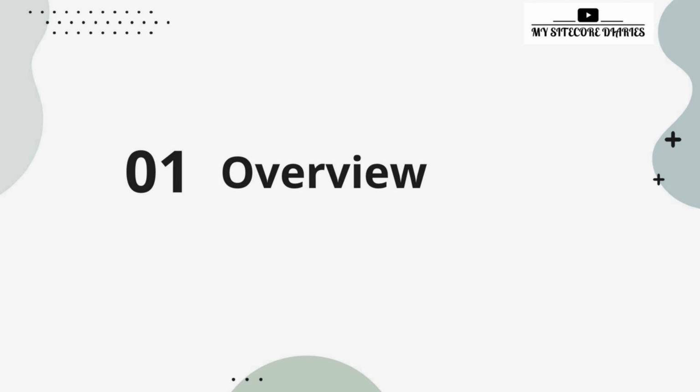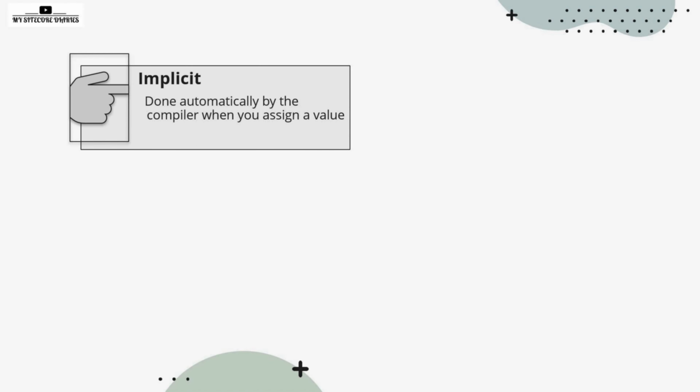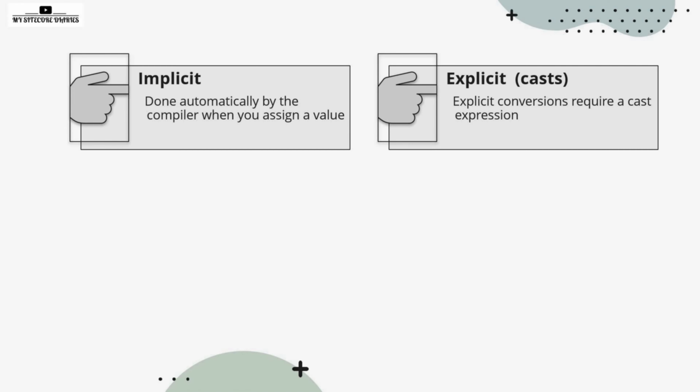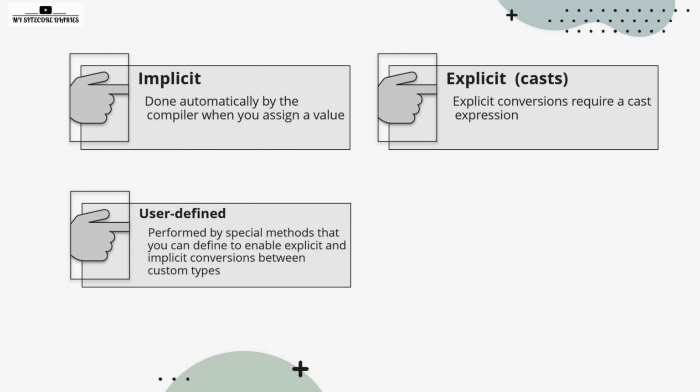So let's see an overview of type conversion and casting. At a high level, type conversion can be categorized into, first, implicit. This type of conversion is done by the compiler automatically when you assign a value. We will see this in detail in the upcoming slides. Then we have explicit conversion. Explicit conversion basically requires a cast expression. It is explicitly done by the user or a programmer.